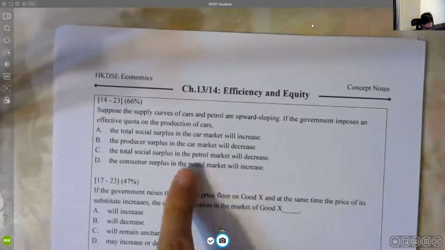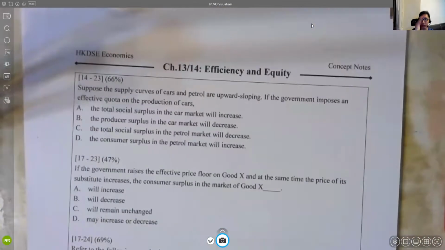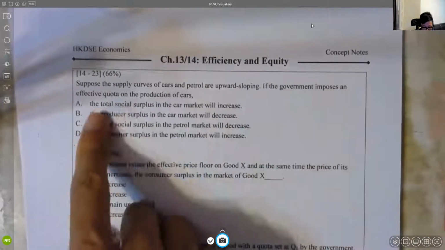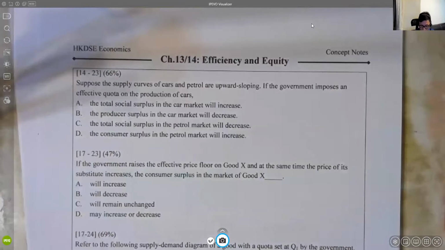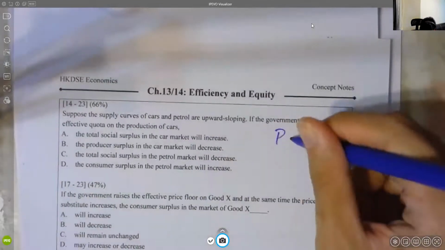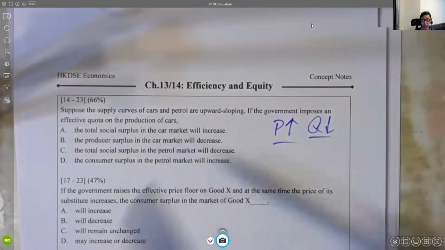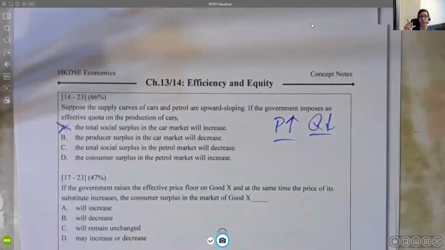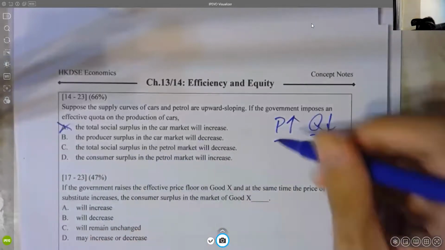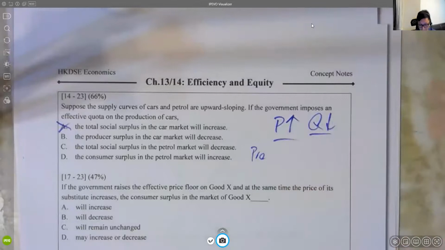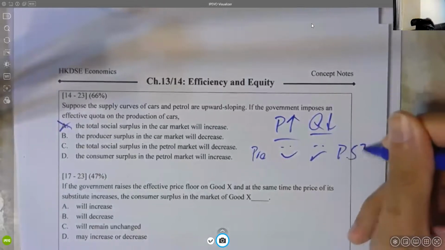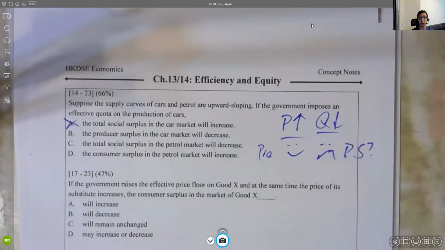Here. Now, suppose the supply curves are upward sloping, so no vertical ones, right? If the government imposes an effective quota on the production of cars, remember, effective quota, P increase, Q decrease. Now, total social surplus will increase? No, right? We know government intervention, TSS should drop, right? Producer surplus would decrease. Let's see, right? As a producer, actually, you'll be happy when the price goes up, but you'll be selling less. Therefore, producer surplus is actually unknown. Actually you don't know, right? Producer surplus is actually unknown.